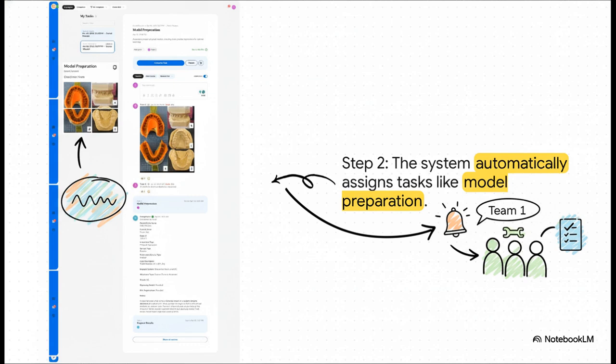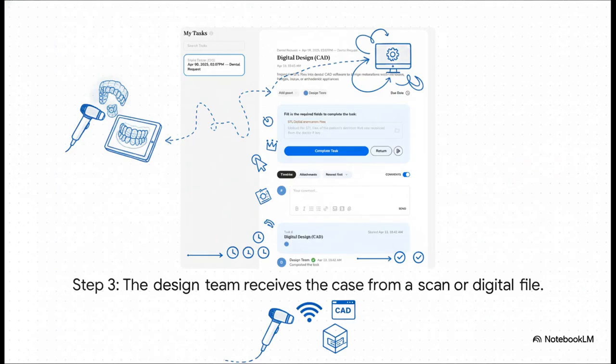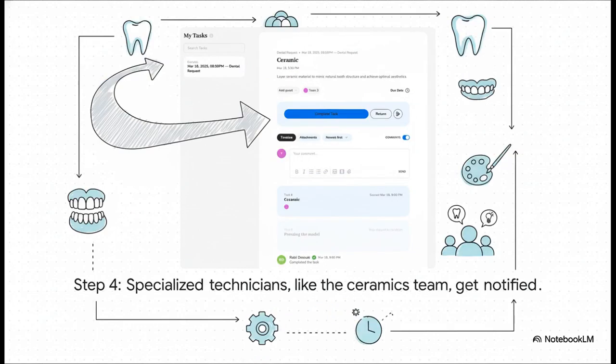No chasing anyone down. And once that model is prepped and scanned, or if the case was digital from the very beginning, the design team gets their task. This is so cool because it shows how Daisor seamlessly merges both physical and digital workflows into one unified process. Everybody knows exactly what they need to do and when they need to do it. And the system just keeps rolling. After the design phase is done, the system's logic knows this case needs ceramic work. So, Team 3, your ceramics experts, are automatically notified. This ensures that every specialist is brought in at precisely the right moment in the process.